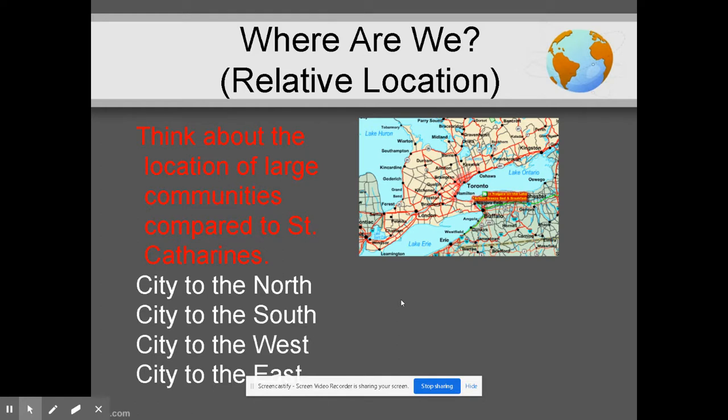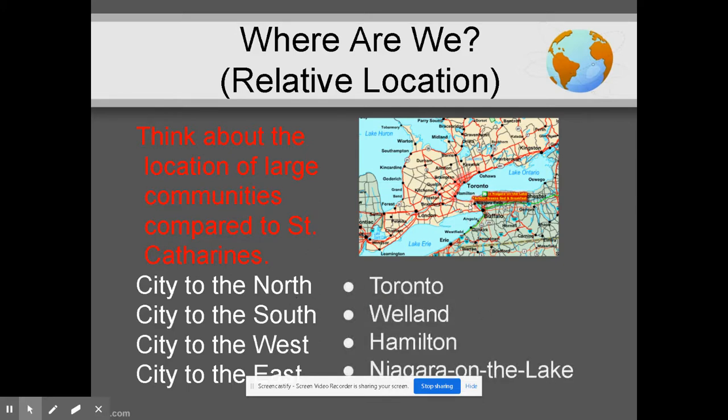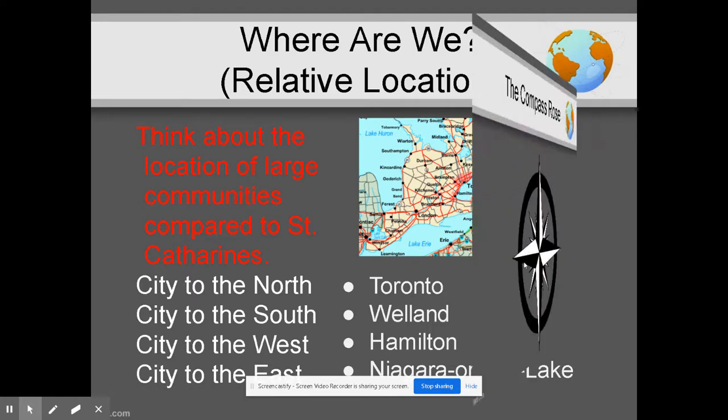So, when you're trying to describe your location, you can use the compass rose in order to suggest where other locations are. So if you stand down at Lake Ontario and you stare across the lake, you can actually see on a nice clear day the CN Tower of Toronto. So that's the city to the north of us. If you take the 406, that heads south and you come across the community of Welland. If you take the 401 heading in this direction, which is west, you're going to Hamilton, and Niagara on the Lake is to the east of us.